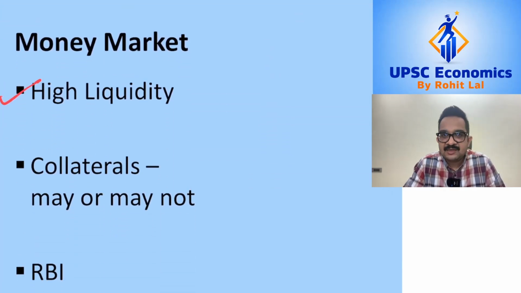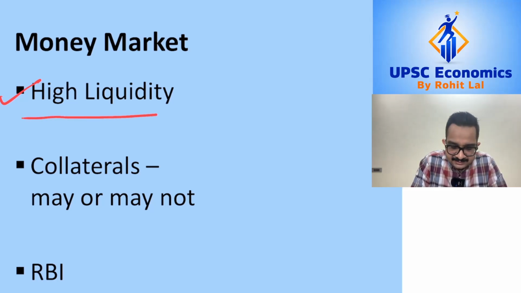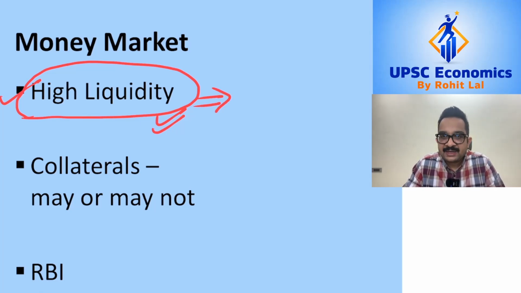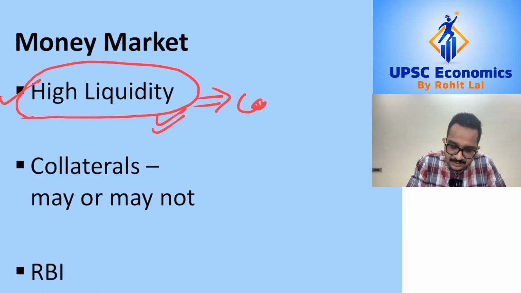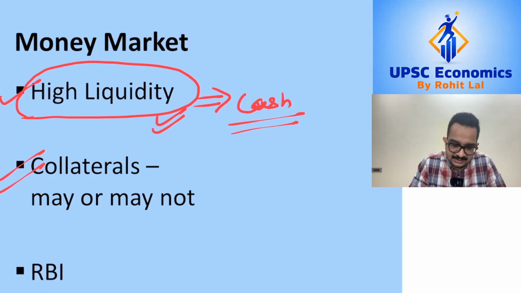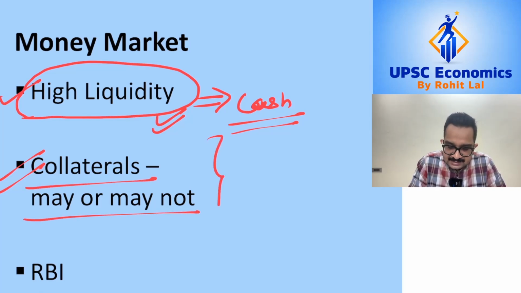Now the key feature about money market is that it is characterized by high level of liquidity. Because money market is essentially a market which is enabling short-term borrowing and lending, the different instruments which are used in the money market can easily be converted for cash if the lender so desires. So because these instruments can easily be converted for cash, the money market is characterized by a very high level of liquidity.